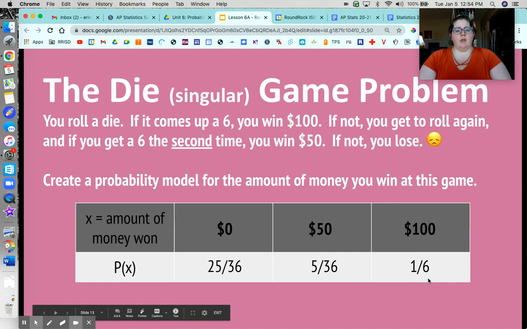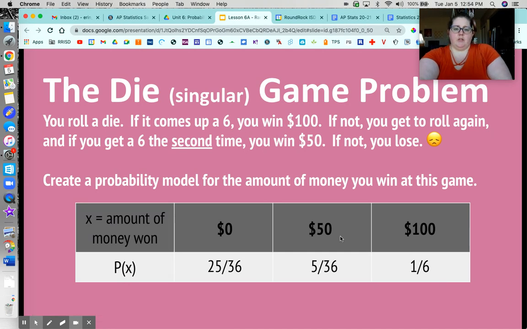Easy cheesy. To win $50, I'm having to roll the die twice. The only way to win $50 is to roll the die twice. I don't get a 6 on the first roll, and I get a 6 on the second roll. So 5 out of 6, there's 5 sides that aren't a 6 out of 6 sides total, times 1 out of 6. I don't get a 6 on the first roll, 5 out of 6, and I do get a 6 on the second roll, 1 out of 6. So 5 out of 6 times 1 out of 6 would be 5 out of 36.